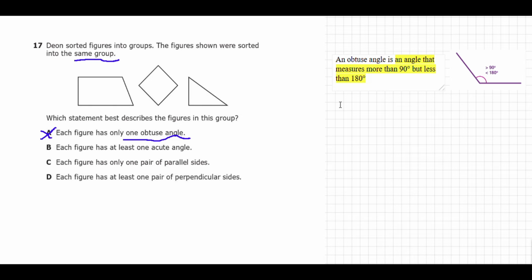B. Each figure has at least one acute angle. What is an acute angle? An acute angle is an angle that measures less than 90 degrees. So B is not the correct answer.